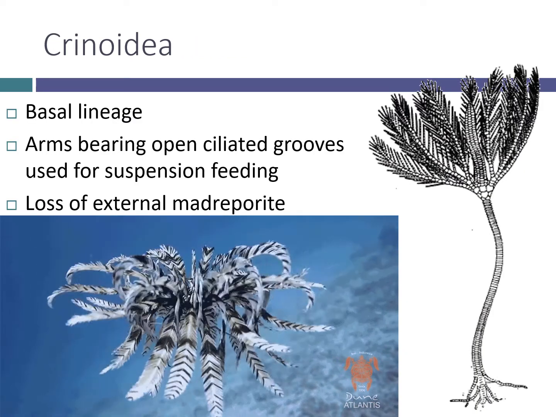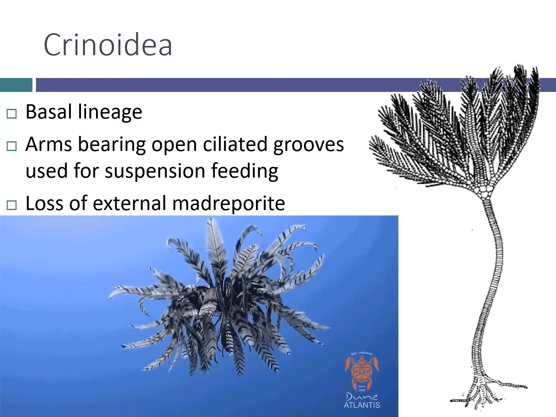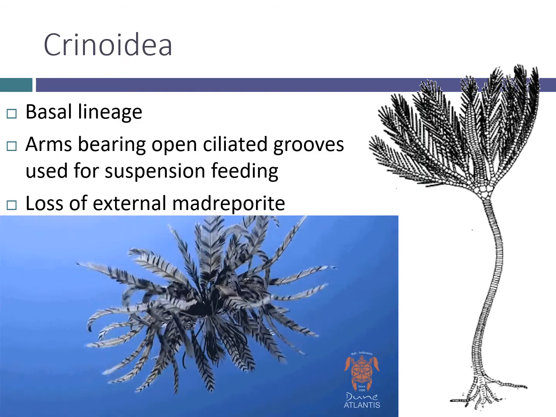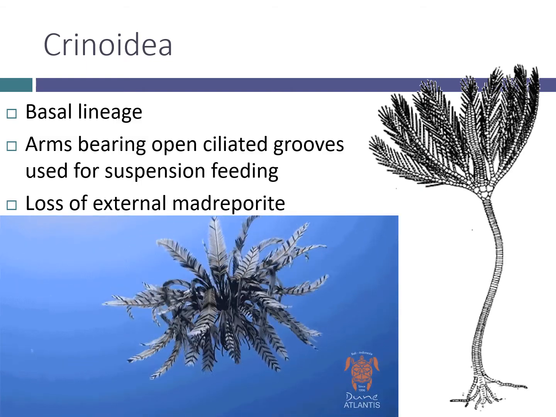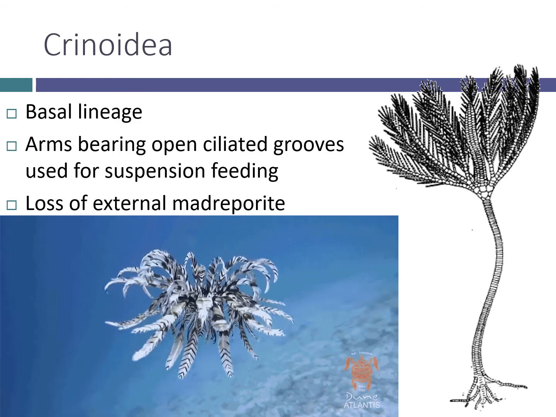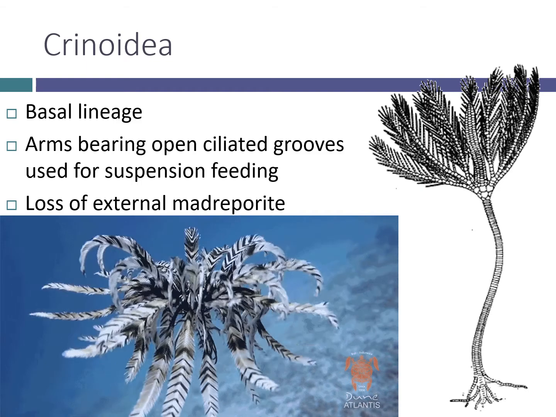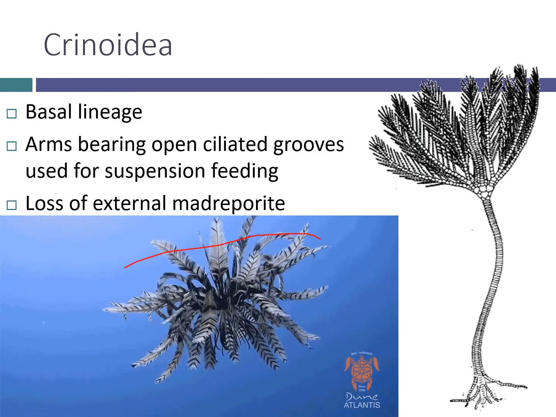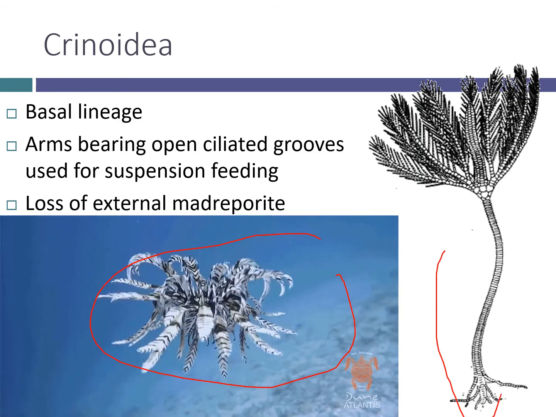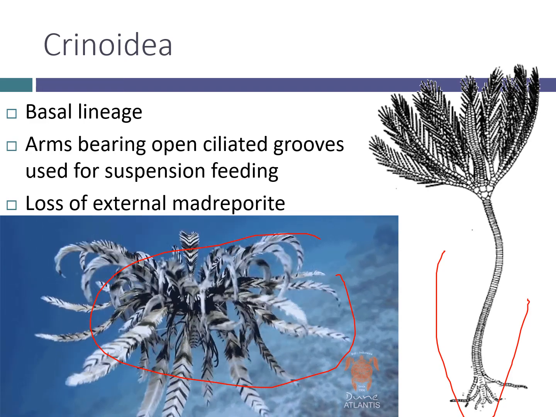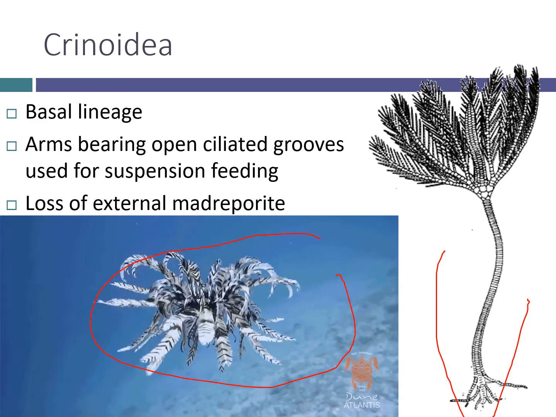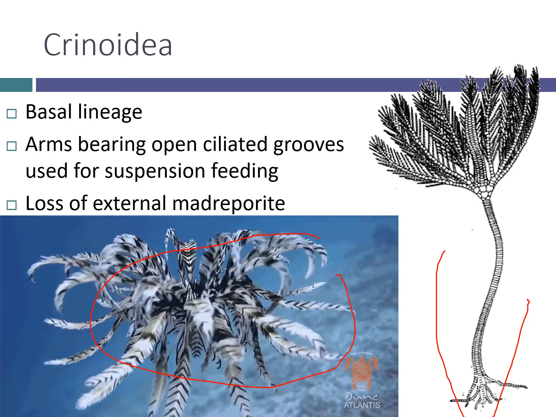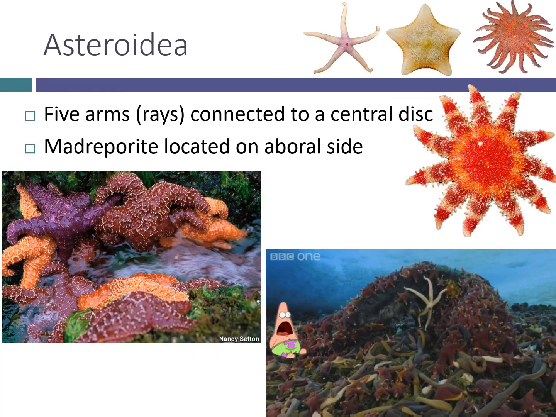So they are the basal group. So they're the most outgroup, right? Their arms are bearing open ciliated grooves used for suspension feeding. They come in 2 varieties, very generally speaking. You've got ones that are not stalked, and you have ones that are kind of stalked, right? They have lost the external madreporite, so they've got one internally, but they don't have a big, distinct opening one like you will see on some of the Astroideas.